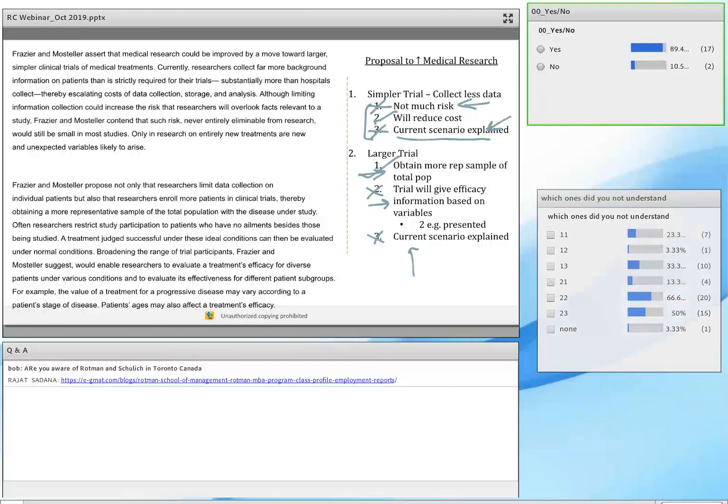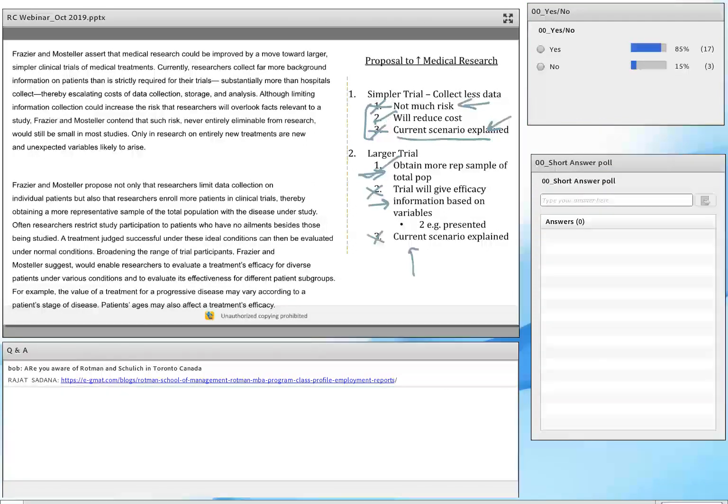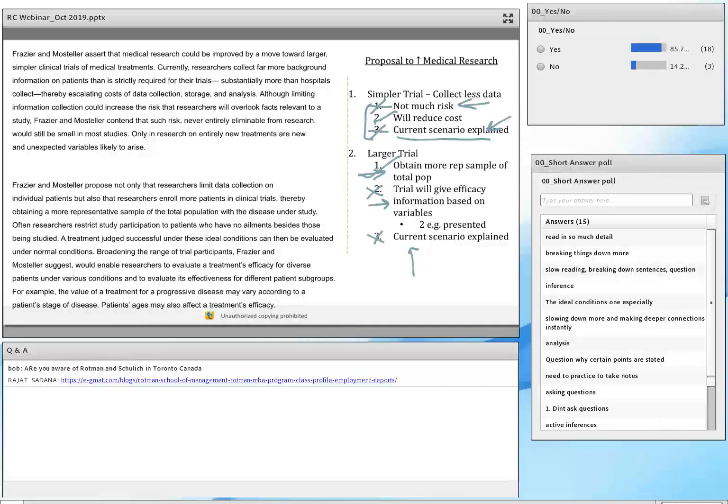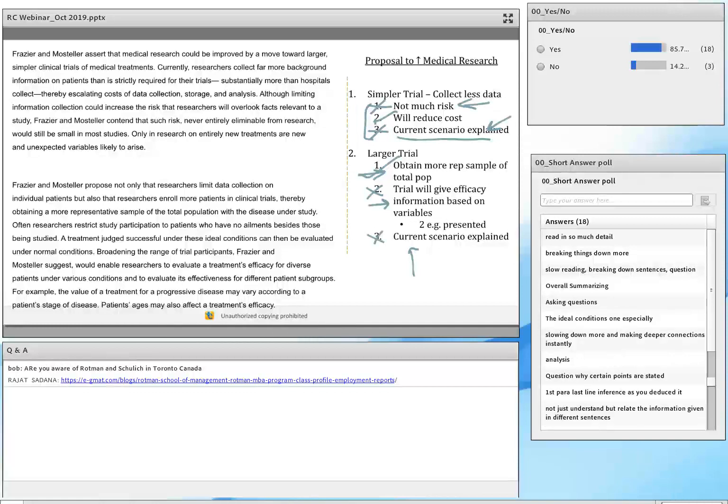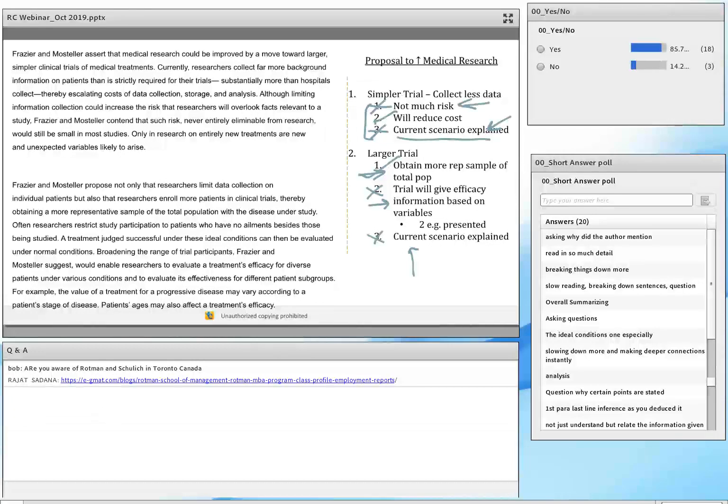Okay. Now tell me, what is it that I did while reading the passage that you didn't do that led to you not understanding these important parts from the passage? So think about it. Okay, go through the analysis that I've done and think about it and tell me what is it that you didn't do. Read in so much detail, breaking down things more, questioning, question why certain points are stated, asking questions, not just understand but relate the information given in different sentences.